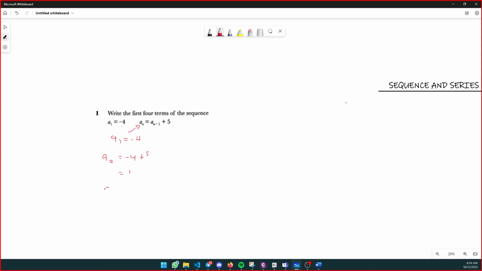And a3 will give you 6. Okay, a4 will give you 11. That's just the simplest question. Wow, this chapter is never this easy, but let's do it. Let's start with the second question.